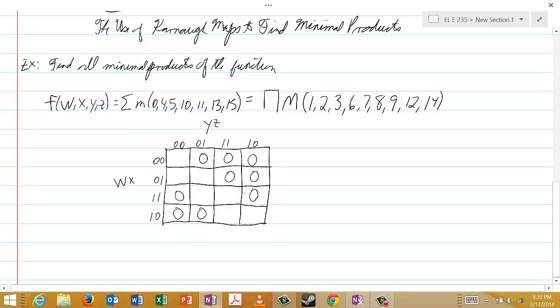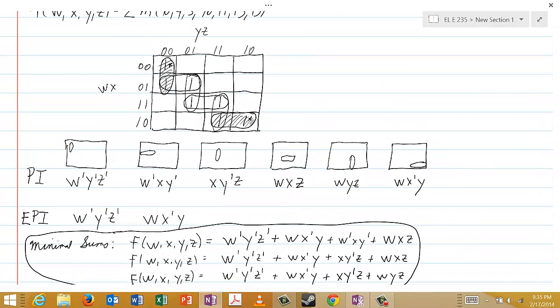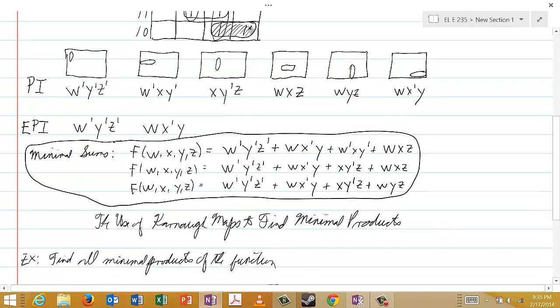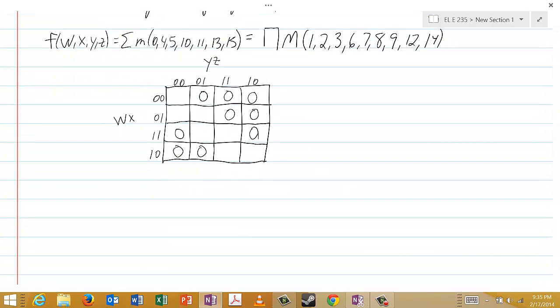So if you compare this Karnaugh map to the one that we had before, you can see that they're exactly the same. It's just that we have zeros where we had blanks before, and blanks where we had 1s before. So it's really just the same Karnaugh map. The only difference is what we choose to show. And since we're dealing with max terms now, since we're trying to find all minimal products, it's most convenient to show these 0 cells.